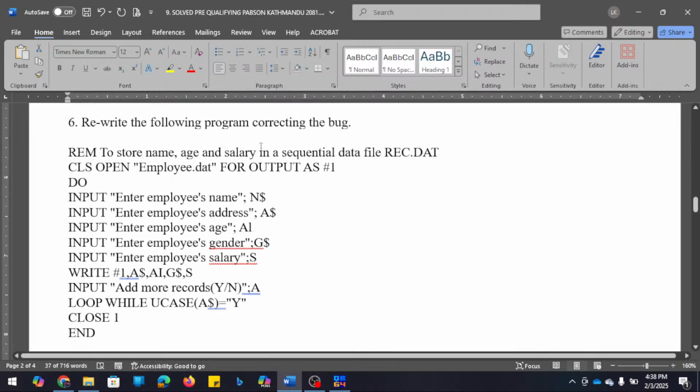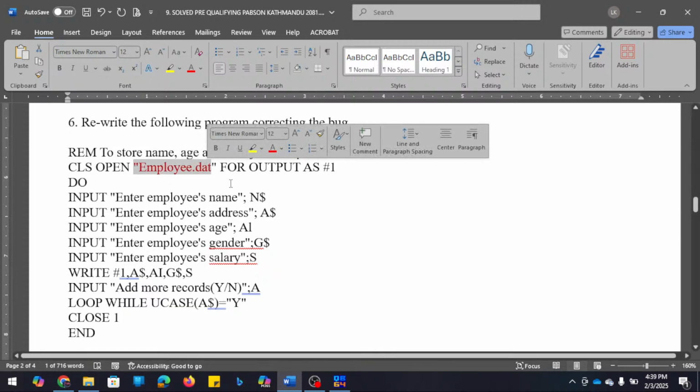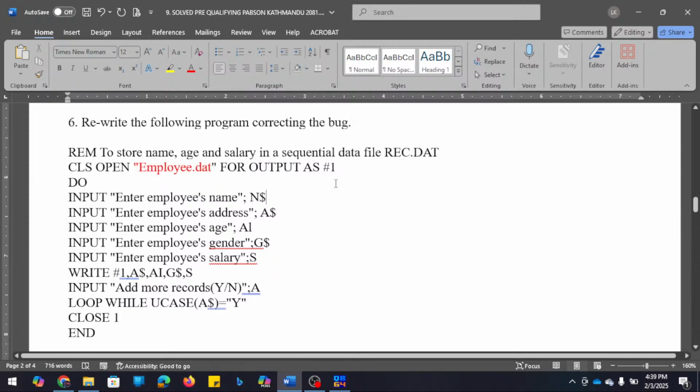The question is telling us to store the name as essentially in a sequential data file, rec.dat. So we are asked to store data in this rec.dat. So this is the first mistake. It should be the same name as rec.dat, which we are asked to store. So output is fine there. Name is fine. So everything looks fine there.